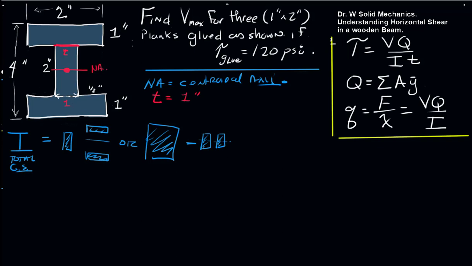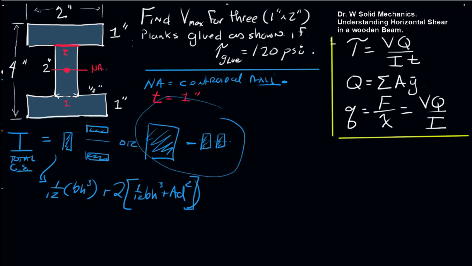I'll set up both so you can see how they work. For this one, we'd have 1/12 BH cubed plus 2 times the parallel axis theorem, so it'd be 1/12 BH cubed plus A offset distance squared.